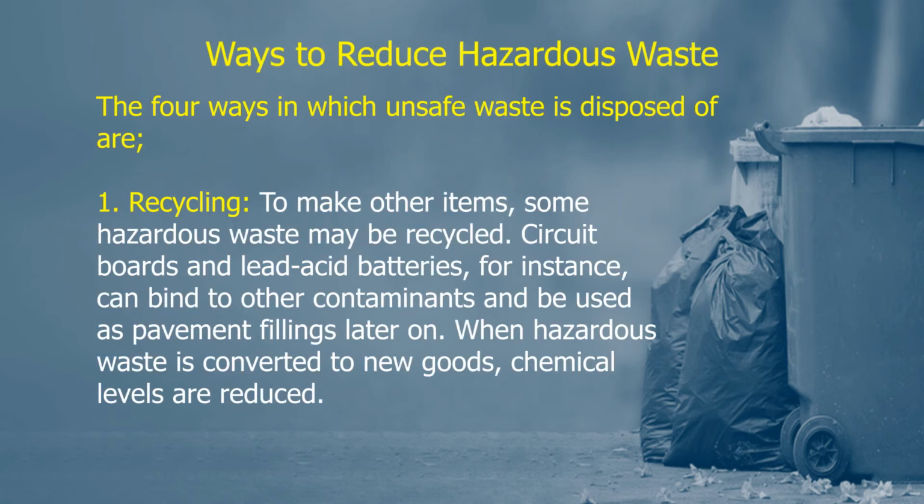Ways to reduce hazardous waste. The four ways in which unsafe waste is disposed of: one, recycling. To make other items, some hazardous waste may be recycled. Circuit boards and lead acid batteries, for instance, can bind to other contaminants and be used as pavement fillings later on. When hazardous waste is converted to new goods, chemical levels are reduced.